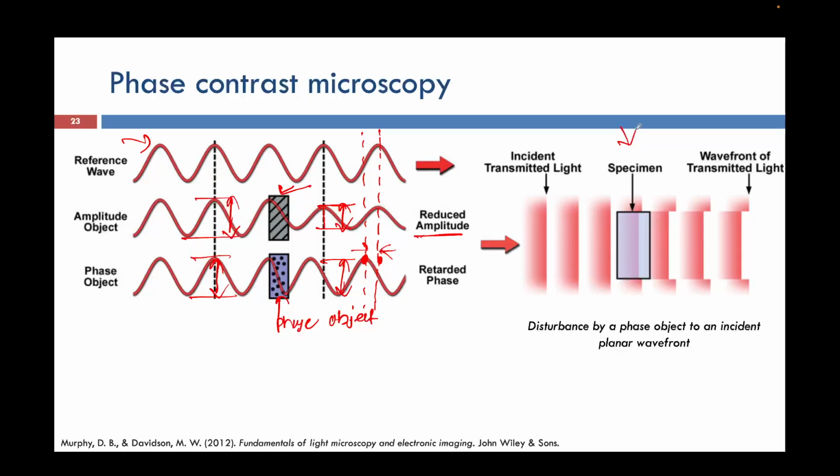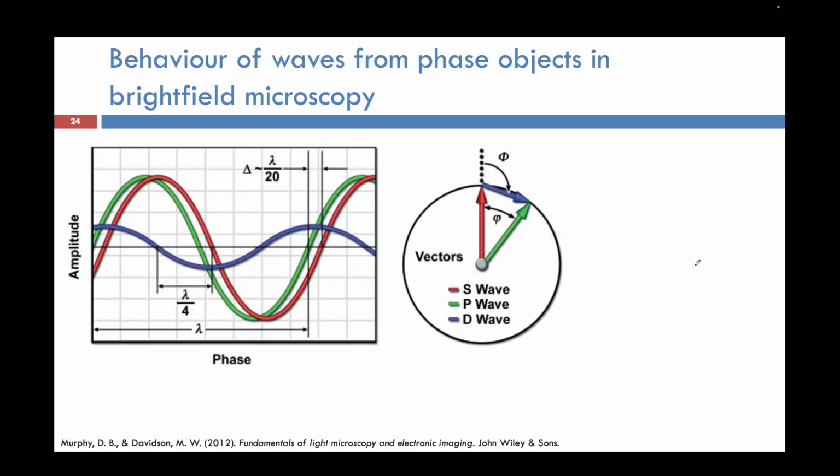Here incident transmitted light is there, and if you are keeping a specimen here, then if you see, this point and this point are not now similar, they are not in a single line. Okay, so disturbance by a phase object in a planar wavefront, you can see the amplitude remains the same, but still a pure phase object will change the phase. Okay, so these are known as phase and amplitude objects. Now let's see how in bright field microscopy this phase change happens.